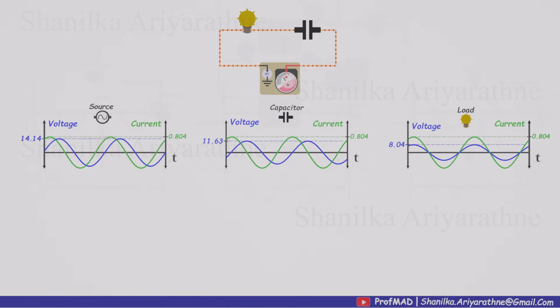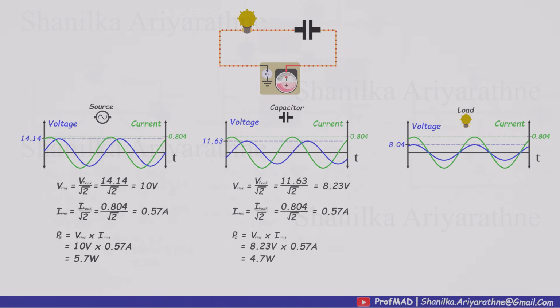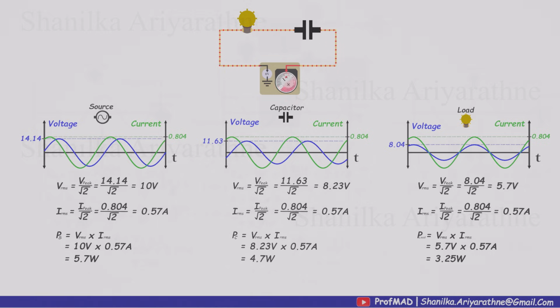First, let's calculate the RMS values at the source. When we multiply VRMS by IRMS, we get about 5.7 watts. Now let's look at the capacitor. Using its RMS voltage and multiplying by the same current gives about 4.7 watts. For the load, using its RMS voltage and the same current, the calculated power is about 3.25 watts.